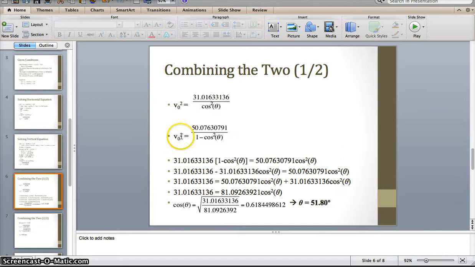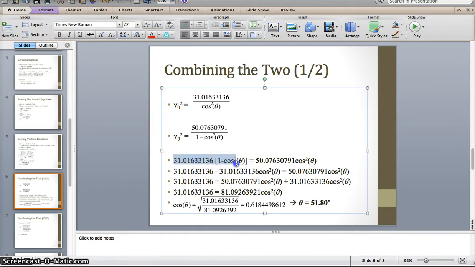Now we have two expressions that tell us what v sub 0 squared is. So when we take these, we evaluate them, and set them equal to each other, we get 31.016, all these numbers, times 1 minus cosine squared theta equals this, evaluated with cosine squared theta. Now, by distributive property, we can expand it into 31 point that minus 31 point that cosine squared theta equals the other side. And then that way, when we move them around, we finally get 31 point all that equals 81.09, etc.